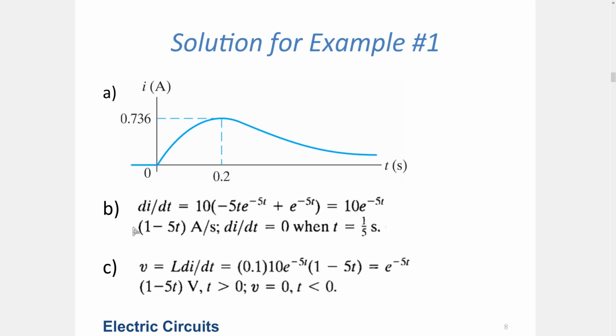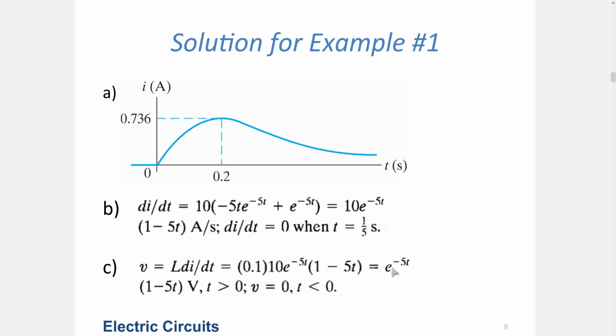This concludes part B. In part C, we need to compute the voltage. So I know the di over dt, and the voltage across the inductor is defined as L times di over dt. So I just need to multiply it with this constant, L. That would give me 0.1 times 10 times e to the minus 5t times 1 minus 5t.